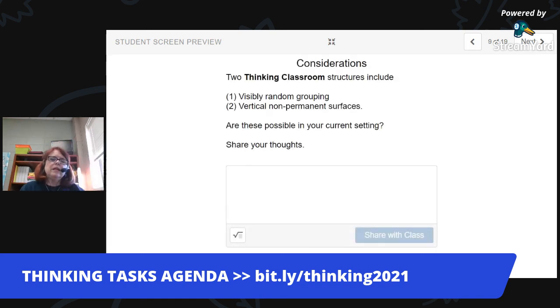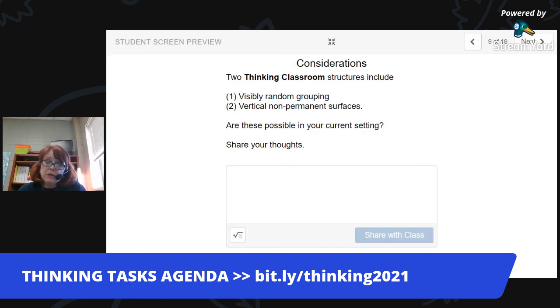When you go through the thinking classroom structure, one thing that's very important, and it's right up front in the book, is visibly random grouping and vertical non-permanent surfaces. But are these two possible in your current setting? For example, a lot of schools across the United States are now 100% virtual, and they are not meeting face-to-face due to COVID safety concerns. How do we do visibly random grouping and vertical non-permanent surfaces in that circumstance?